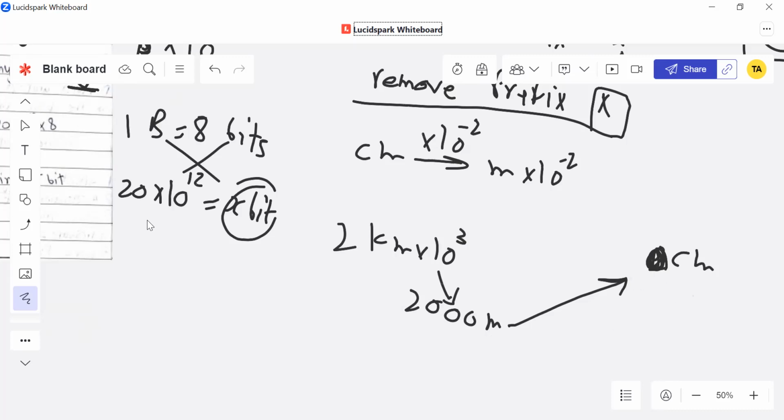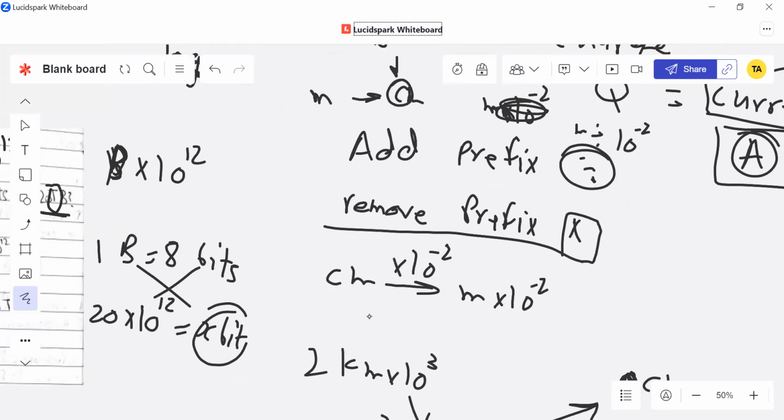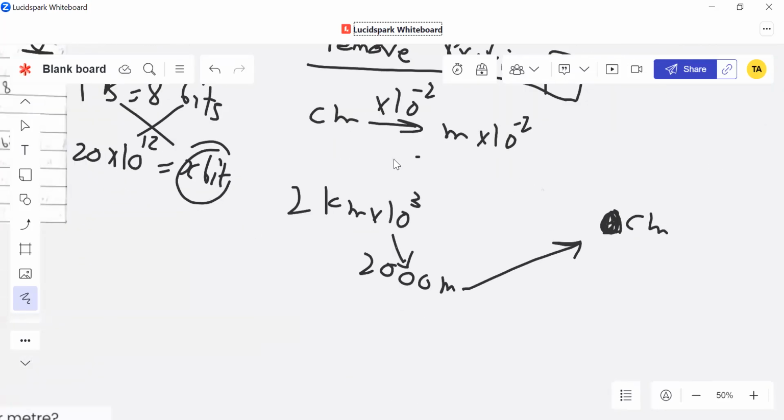How will I do that? Well, I know I want to add a prefix now. So I will divide by the value of centi, which is 10 raised to power negative 2. So 2000 divided by 10 raised to power negative 2, and I get this as the value. This value is in centimeters now. So 2 kilometers is around this much in centimeters. I think it's 200,000 centimeters.